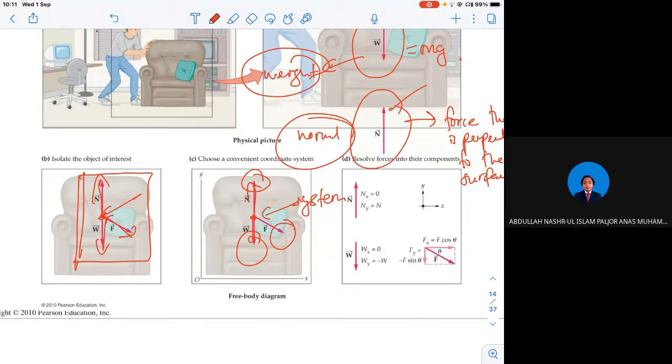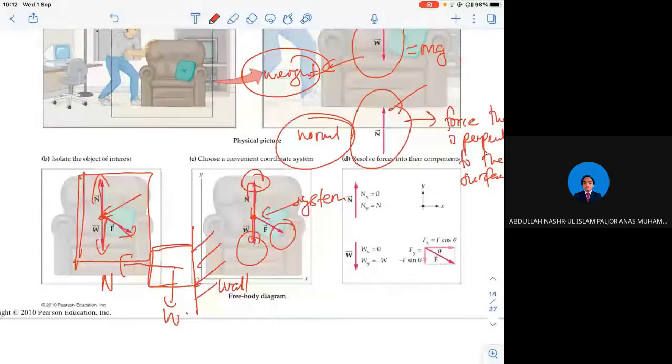So when you have a situation where you hang something on the wall, this is the wall, and this is the weight. Where is the normal force? It should be here. The normal force is pointing to the left because it should be perpendicular to the surface. So the normal force will keep changing, but the weight is always pointing downwards.